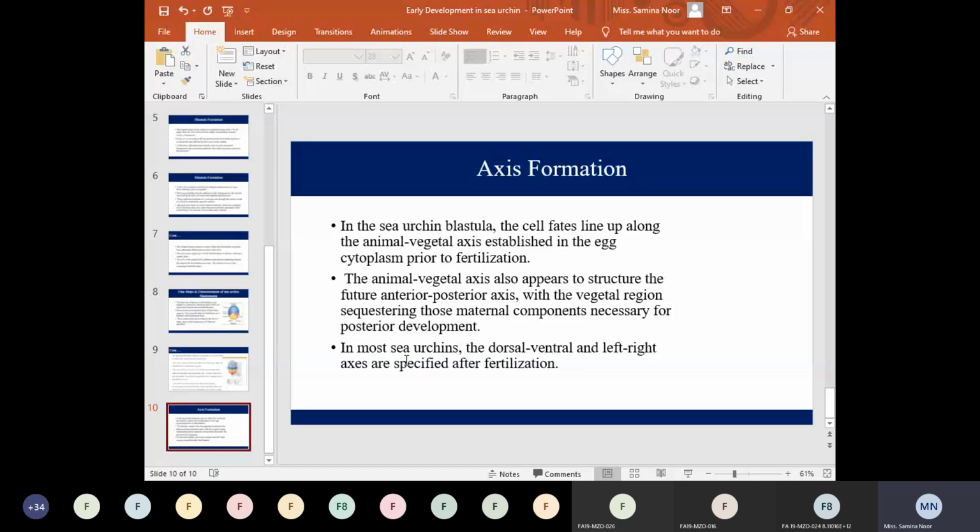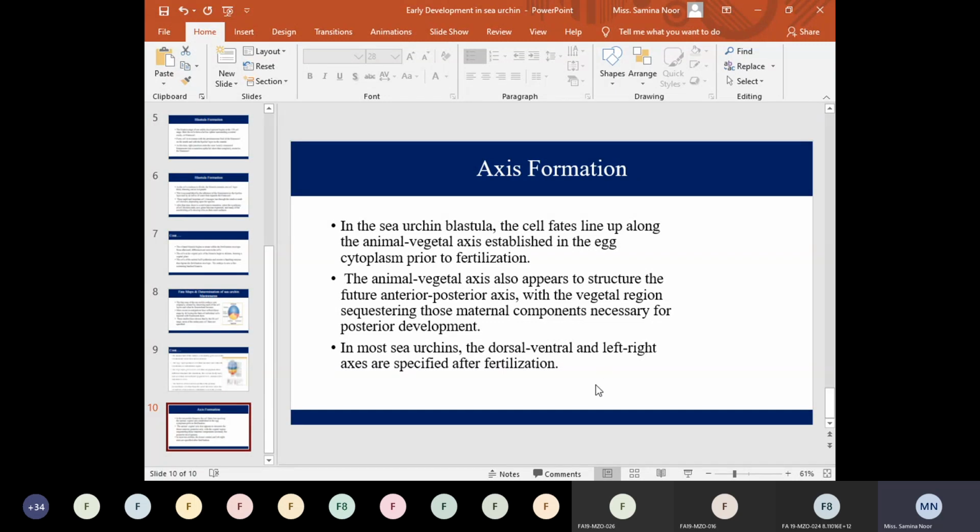In most sea urchins, the dorsal-ventral and the left-right axes are specified after fertilization. So in the case of the sea urchin or some other organisms, the dorsal-ventral axis or the left-right axis are specified after fertilization, but the anterior-posterior axis is actually specified before fertilization or prior to fertilization.